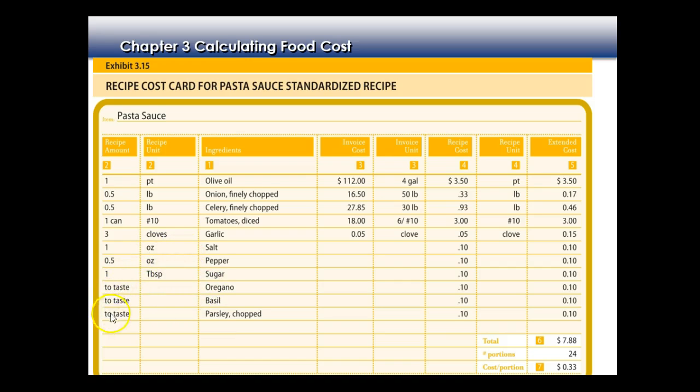Now these down here, the to taste, we're going to do this later. I believe it's chapter 7. We're going to be learning the spice factor for these last 3.